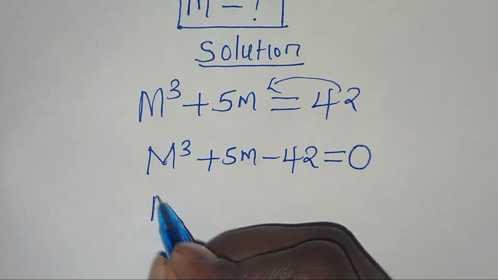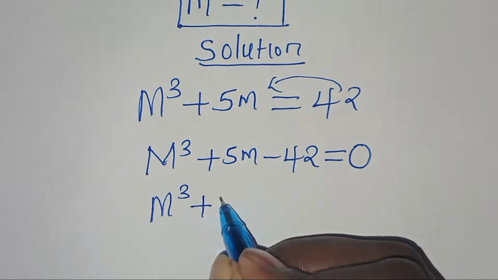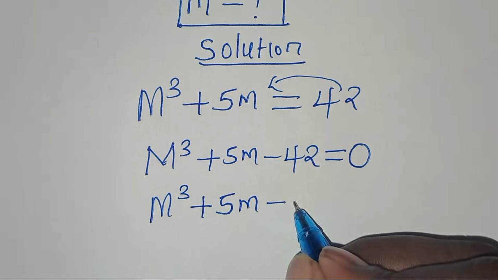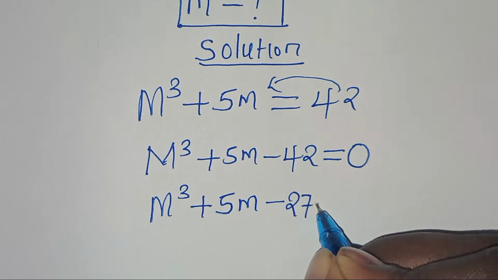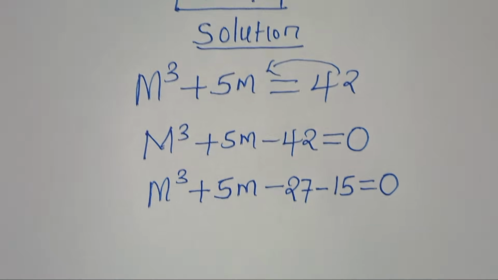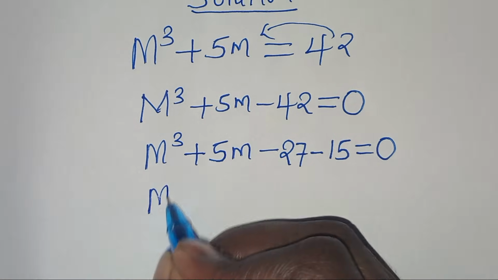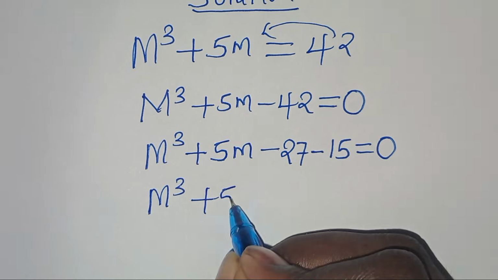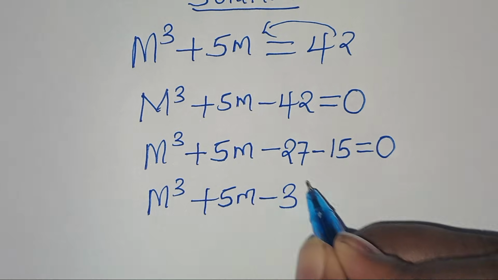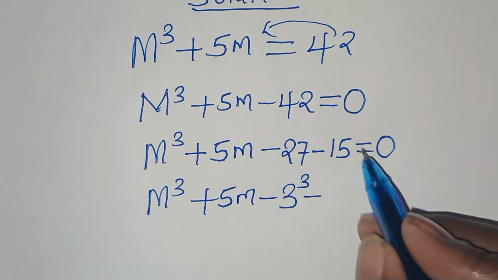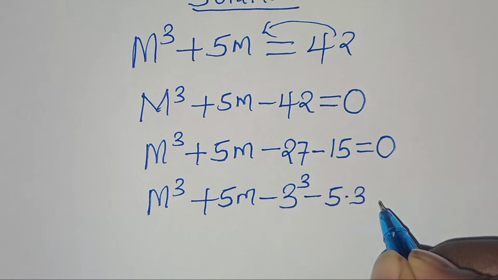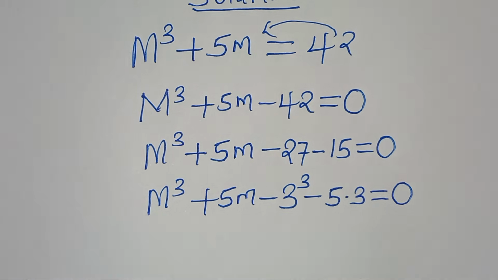Now we have m to the power of 3 plus 5m minus 42, which is minus 27 minus 15. This is equal to 0. Now we have m to the power of 3 plus 5m minus 27, which you can express as 3 to the power of 3. Then subtract 15, which you can express as 5 multiplied by 3. This is equal to 0.